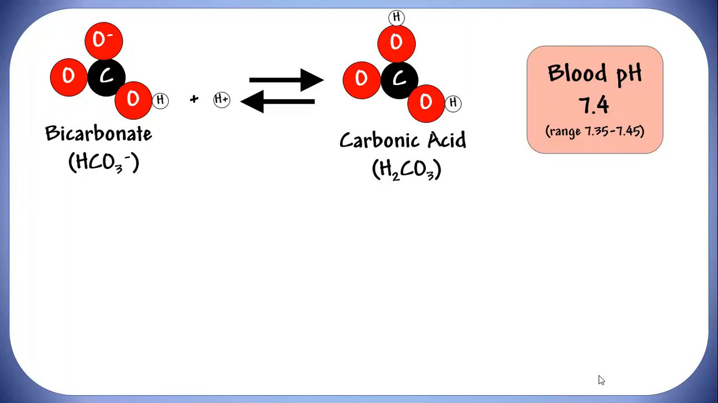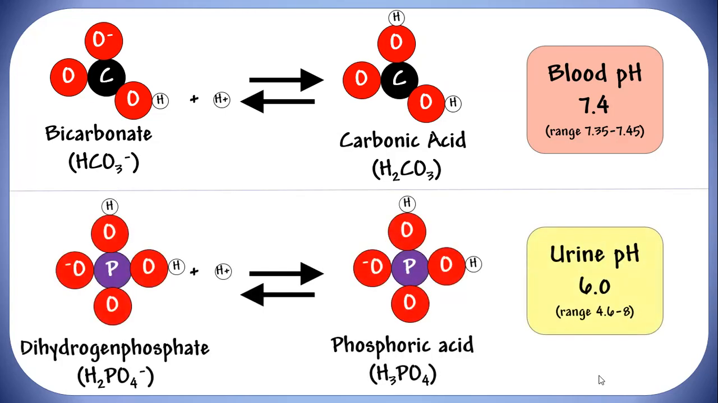Buffers have essential roles in human health. In your blood, the balance of bicarbonate and carbonic acid helps keep things around a pH of 7.4. In your urine, phosphate buffers help keep things to an average pH of 6. Note that these are different pHs, and neither one is perfectly neutral. It's important to remember that buffers can be any pH to start, but what they have in common is that they keep the pH as close to that starting value as possible.